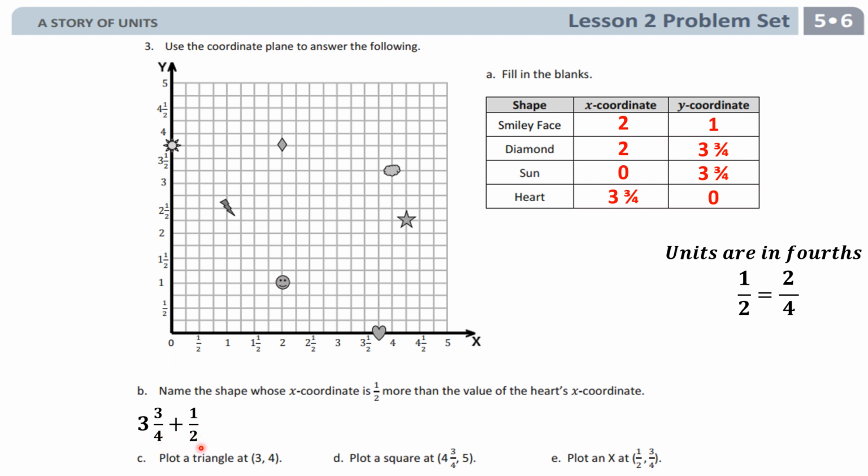Notice my denominators are different here. We did a lesson on this previously. If my denominators are different, I need to find a common denominator. But luckily, I already know how many fourths are in 1/2. 1/2 equals 2/4. So I can just change this 1/2 to become 2/4. So my new equation is 3 3/4 plus 2/4. What is 3 3/4 plus 2/4?